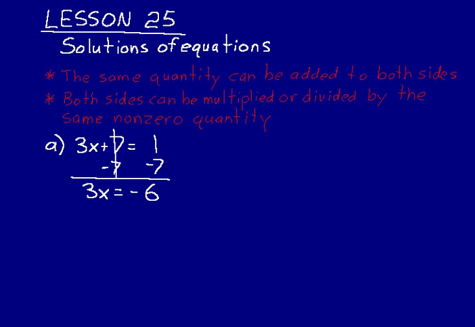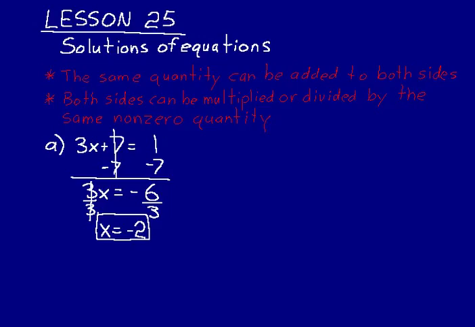Now we could use the division rule to get rid of that 3. Divide both sides by 3. We have to divide both sides. And then we end up with x is equal to negative 2. And so that would be our solution to that equation, x equals negative 2.